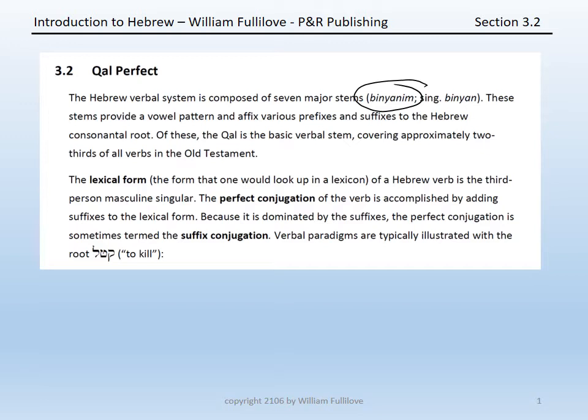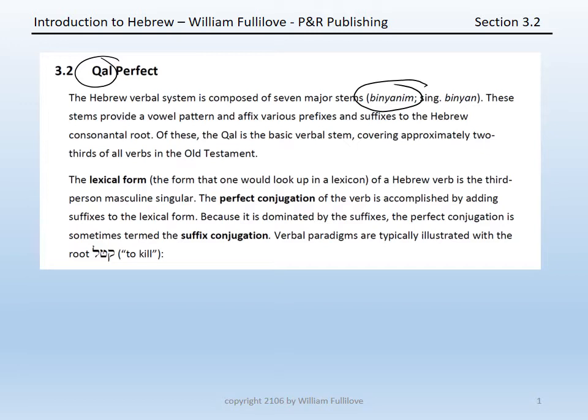The basic verbal stem in Hebrew is called the qal. The qal is the most common verbal stem, covering approximately 2/3 of all verbs in our Old Testament. For a qal perfect verb, the lexical form, in other words, the form that you would look up in your lexicon to find the gloss of a Hebrew verb, is the third person masculine singular form. In other words, it's the form that in English we would say with he. It's not first person, I or me, nor is it second person, you. Instead, it's third person, he, she, or it, and then the masculine form, he.